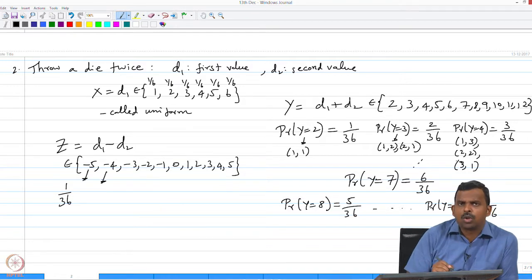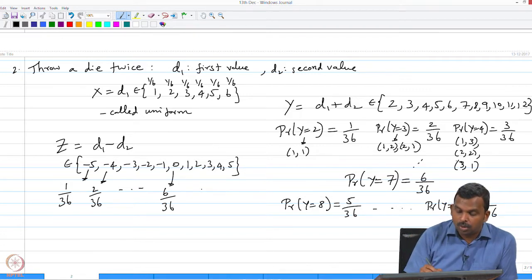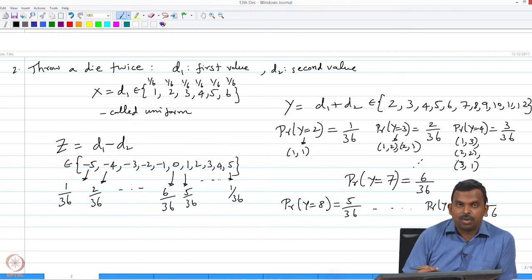What about minus 4? You could have 1 and 5 or 2 and 4. So, that is 2 by 36. All the way till for 0, you will actually have 6 by 36, because you can have 1 comma 1, 2 comma 2, 3 comma 3, 4 comma 4, 5 comma 5, 6 comma 6, all 6 possibilities, and then it will start falling down. This will be 5 by 36 and then all the way to 1 by 36. So, this is the kind of distribution you will get.